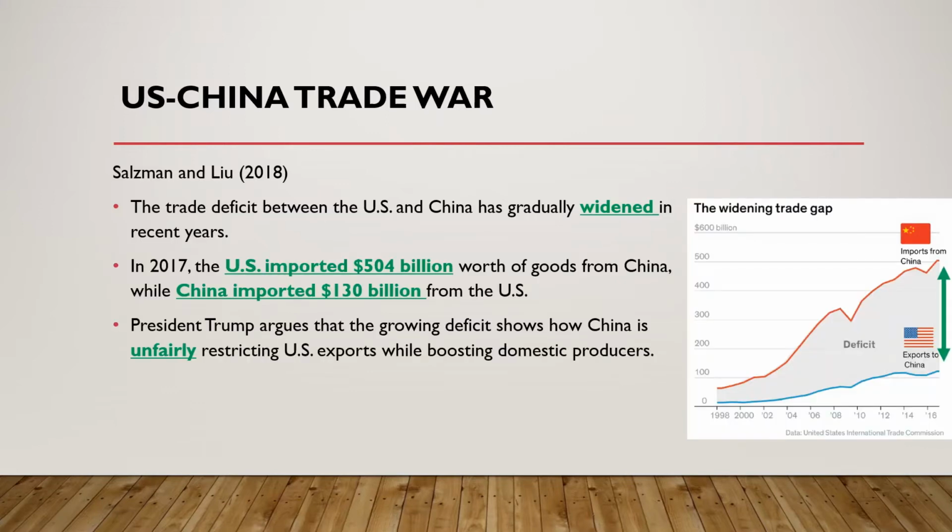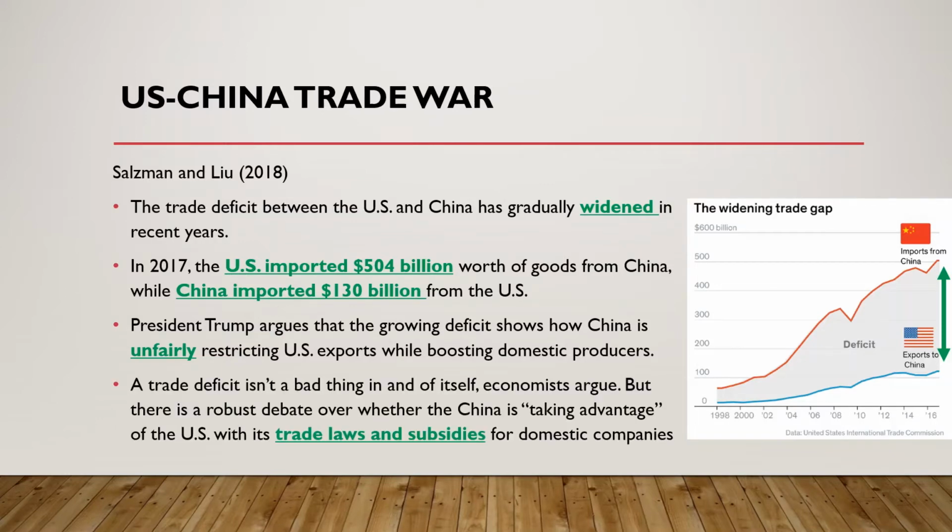US President Donald Trump argues that the growing deficit is because China is unfairly restricting the export of goods from US, but at the same time it is boosting the domestic goods from China.